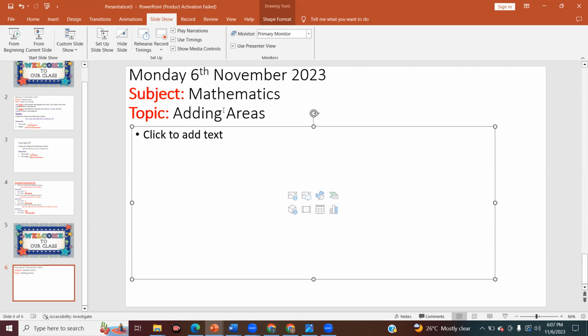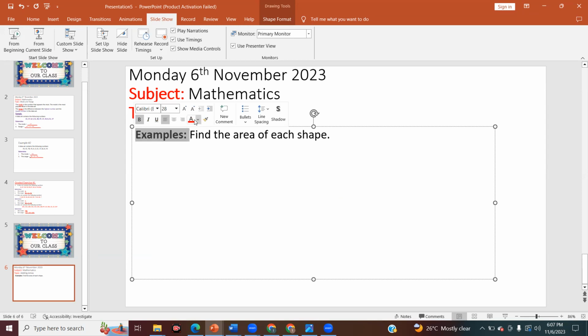All right, so let's begin with an example. Find the area of each shape. Again, find the area of each shape. Again, please write this down in your book so that you can have it.